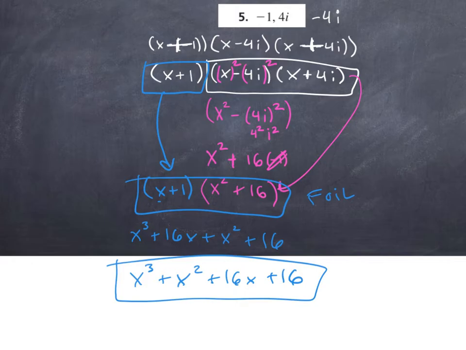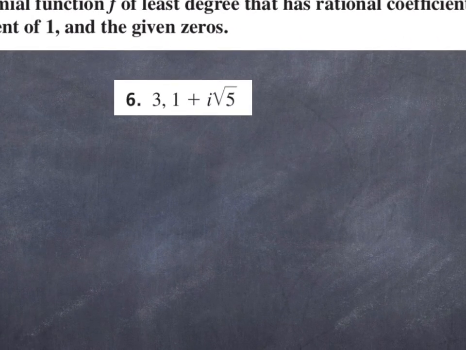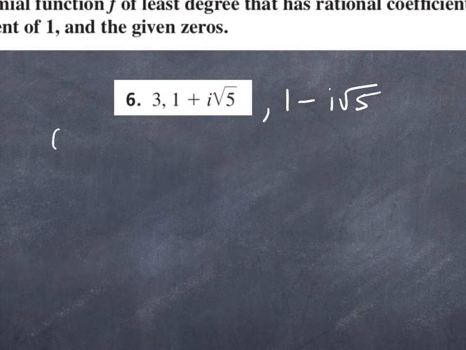All right, let's go to the next one. We have 3 and 1 plus i square root 5. Do we have another 0 that's not explicitly given to us? Perfect. 1 minus i square root 5. So we just need its conjugate. Now we can just plug these into our factored form.